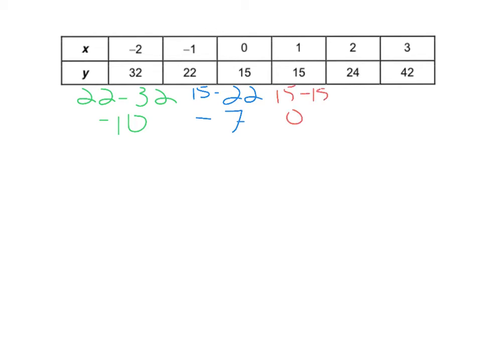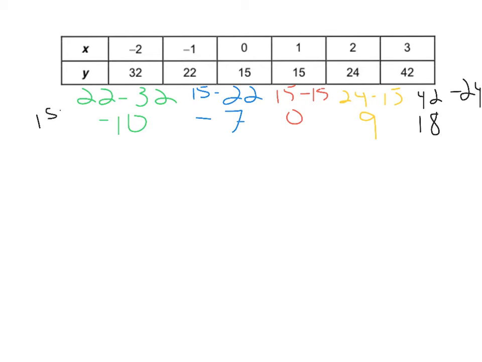And then I would subtract 15 from 24. When I do that, I get a difference of 9. And finally, I would subtract 24 from 42 to get a difference of 18. And this gives me my first differences.